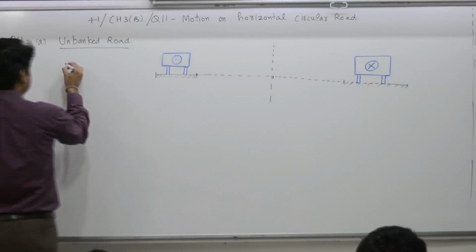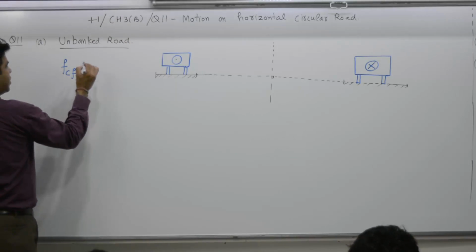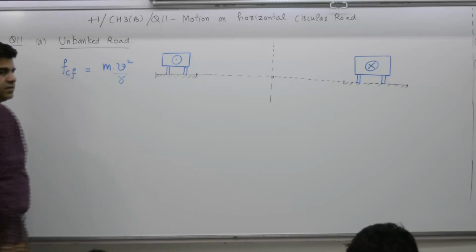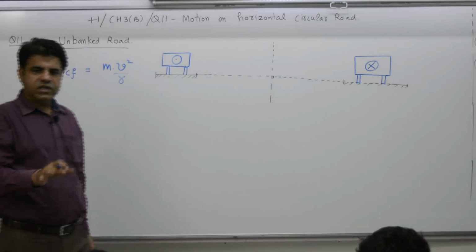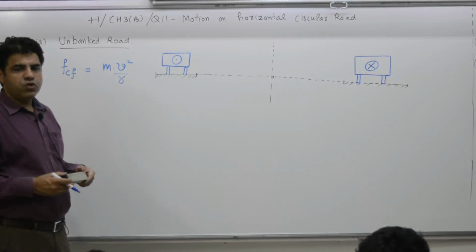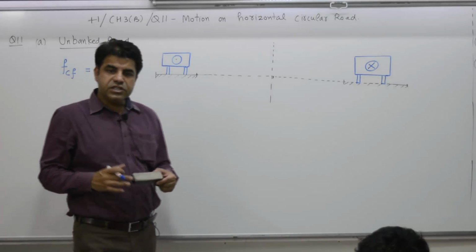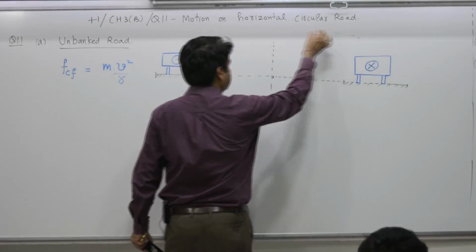Centrifugal force, the magnitude of centrifugal force is equal to what? mv square by r. The derivation for this is in chapter number 2, which will be covered at the end of the chapter. So temporarily assume centrifugal force is the force which would try to move the body outward. It is a pseudo force. We'll discuss that. It is a circular motion.